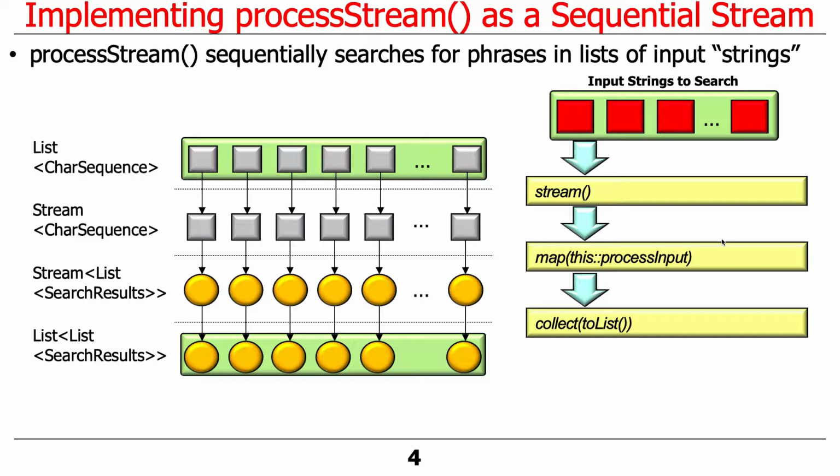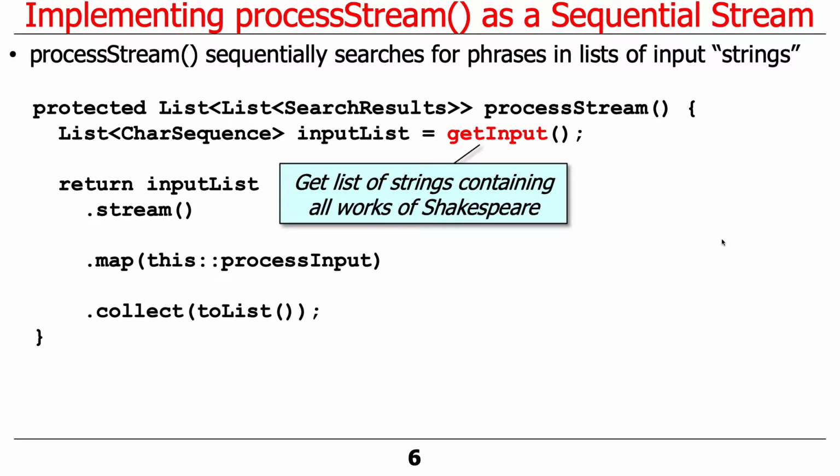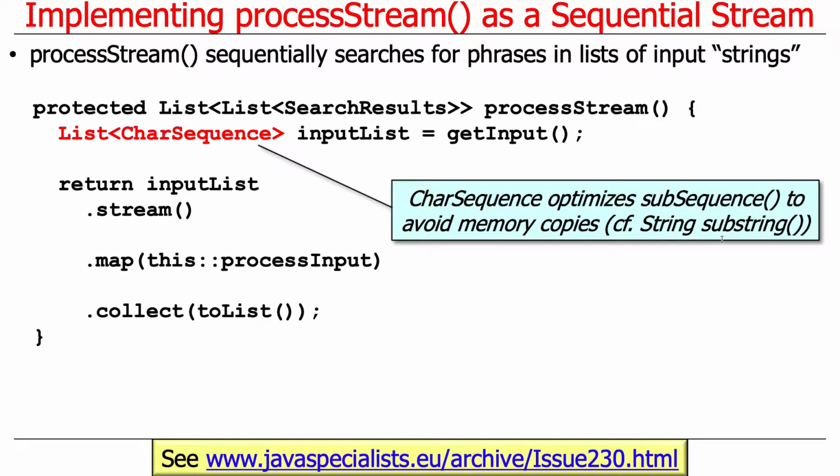So again, just to give you the big picture, processStream takes the list of works of Shakespeare and then calls processInput on each one and collects it into a list of search results. Here's what the code looks like. processStream is a hook method in the SearchStreamGang, or the SearchGang framework. We convert the input given to us by the user into a list of character sequences. So we have a list of all the character sequences containing the works of Shakespeare. We talked about that before. This is part of the framework. We get that out of the box.